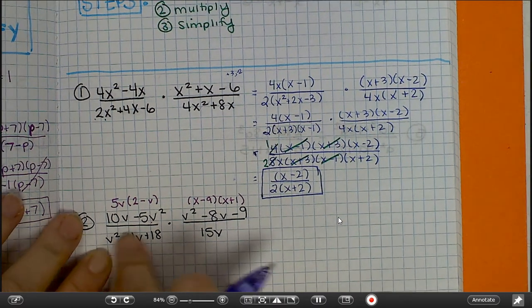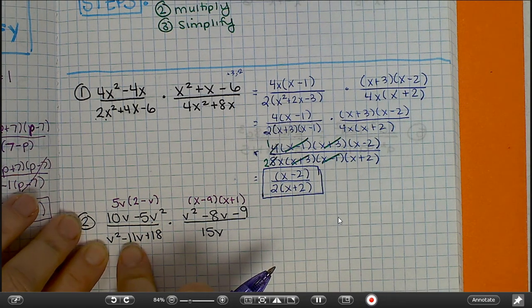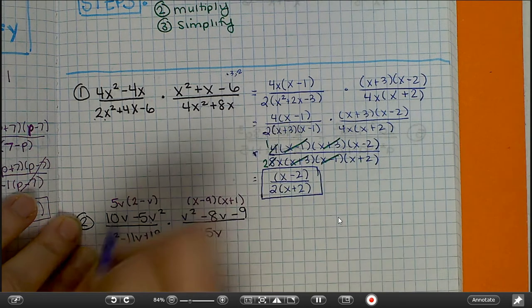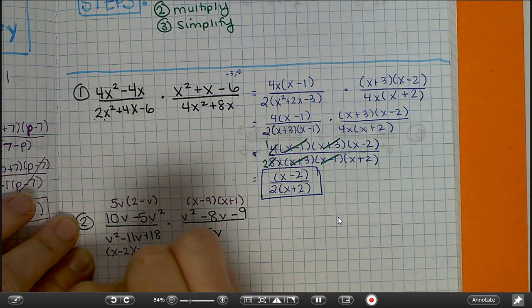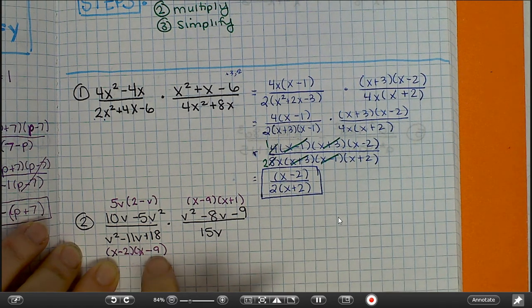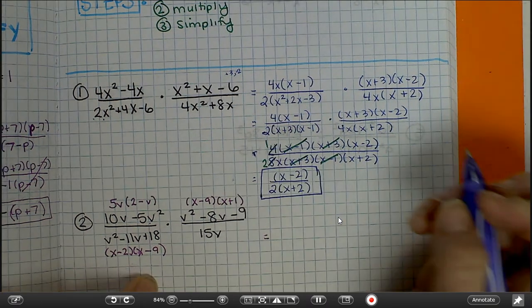And this one, what are the factors of 18 that add up to negative 11? 18 is 1 and 18, 2 and 9. That would work, 2 and 9, because I could do x minus 2 and x minus 9. Those two negatives add up to negative 11 and multiply to positive 18. So I'm all factored. So I'm going to multiply now.